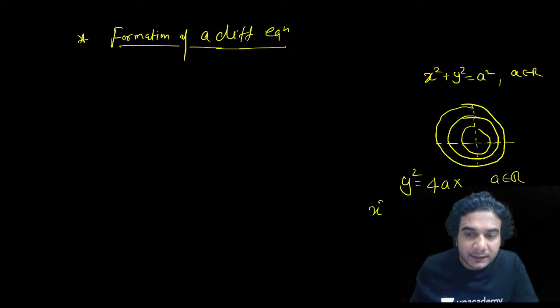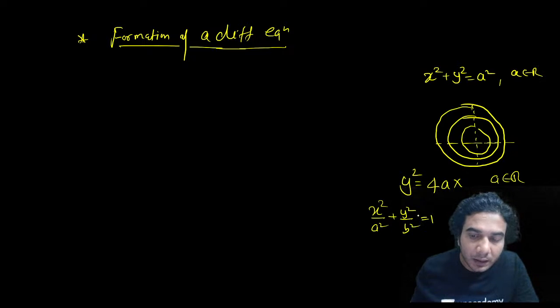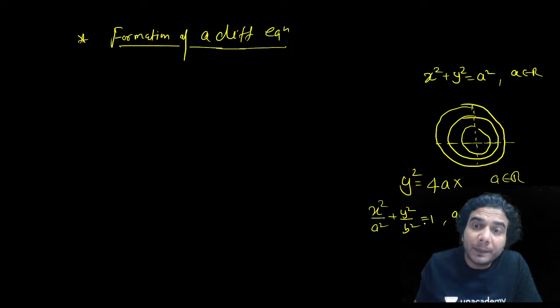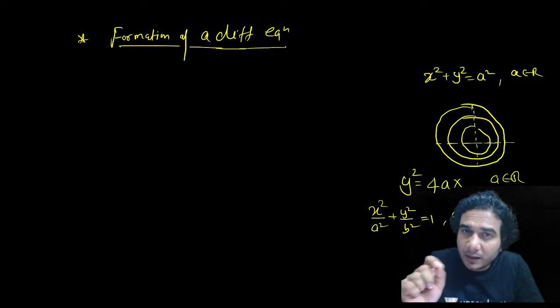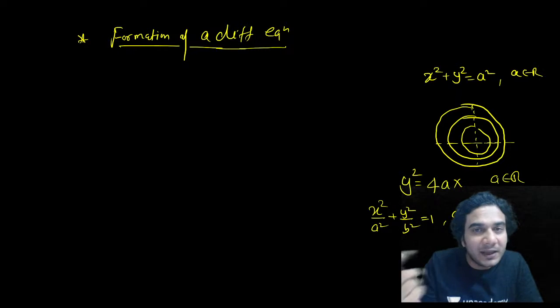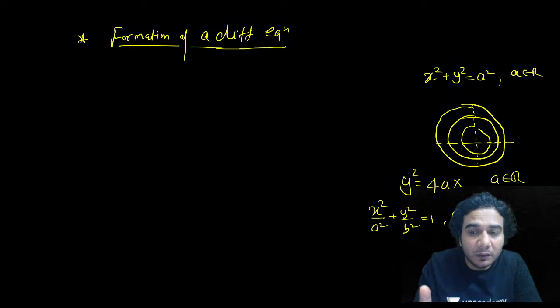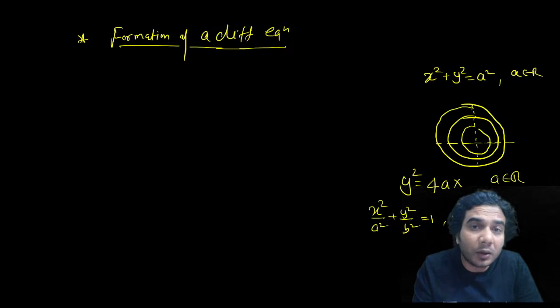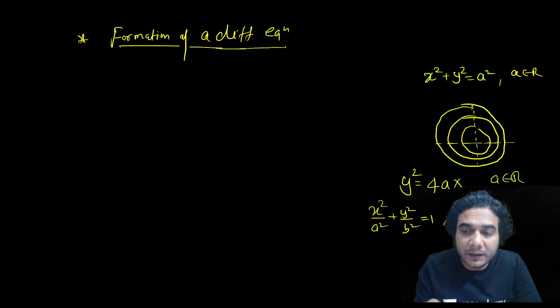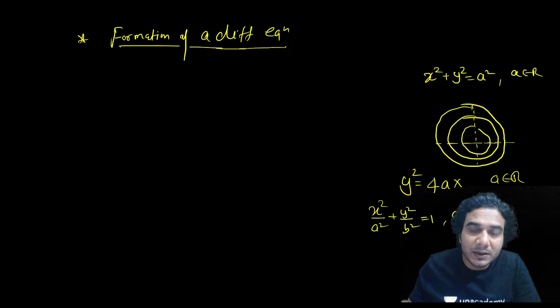Even you can write x square upon a square plus y square upon b square is equal to 1. In this, a and b both are parameters, not constants. There's a difference between parameter and constant. A parameter can take any value, and a constant has a fixed value. If a and b are constants, then it's a fixed curve. But when you say a and b belong to real numbers, they are parameters and can take any value. So this is a variable ellipse, but its center is at the origin.